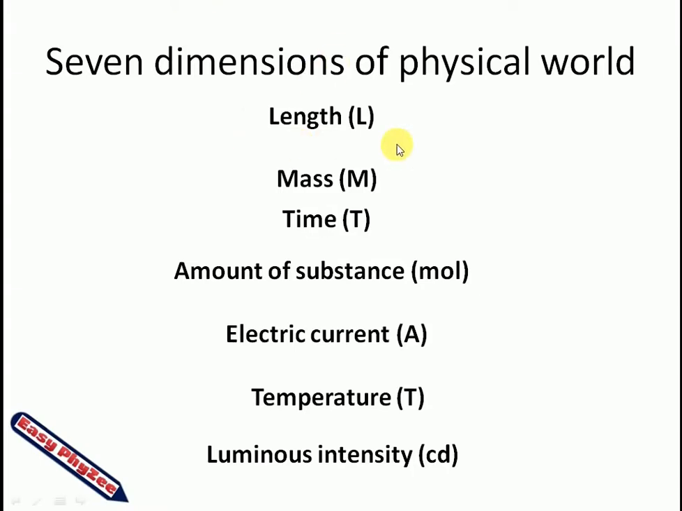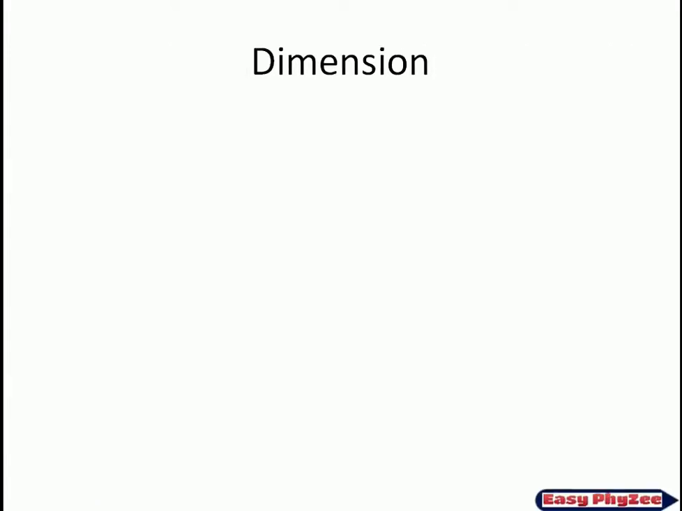So we represent length by capital L, mass by capital M, time by capital T, amount of substance by mol, electric current by A, temperature by K, and luminous intensity by cd. These are the 7 dimensions of the physical world.